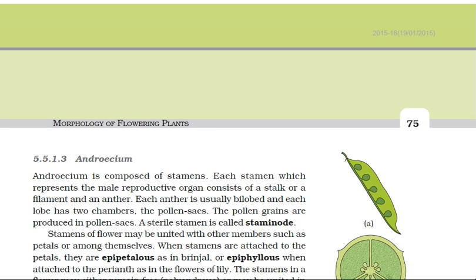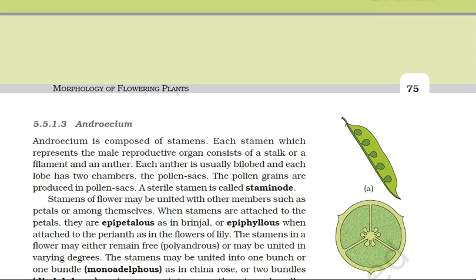Next type is the axial placentation. In the axial type, the placenta is axial and the ovules are attached to it in a multilocular ovary, means the chambers are more than one. Therefore, it is termed as multilocular. Example: China rose, tomato, lemon, etc.